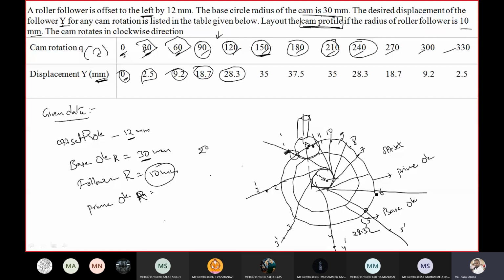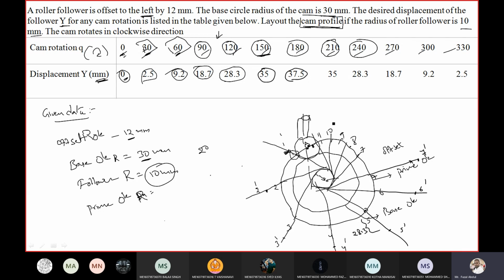Now shift the sixth point along this line. At what distance? 35 mm. So measure 35 mm along the line and shift here. Give the name 6 dash. Then take the 180 degree line. So which one is the 180 degree? This is the 180 degree line. Give the name 7. Now measure 37.5 along the line and shift the 7 to here as 7 dash.